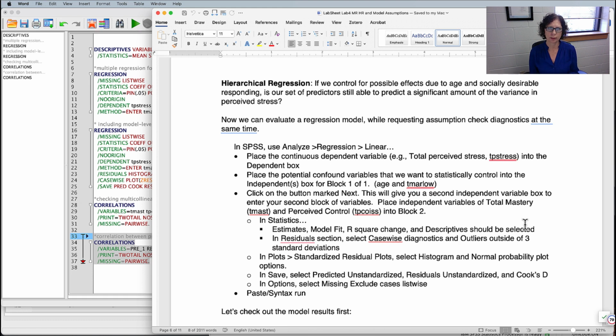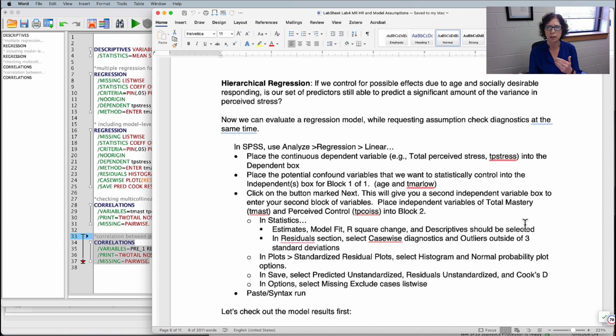With hierarchical regression, we're looking at controlling certain variables before we look at our target variables. In other words, can we find out the effects that are due to age and socially desirable responding on total perceived stress, and set that aside, take out that variation, and then see if our predictors of mastery and perceptions of control still are able to predict a significant amount of variation in perceived stress.